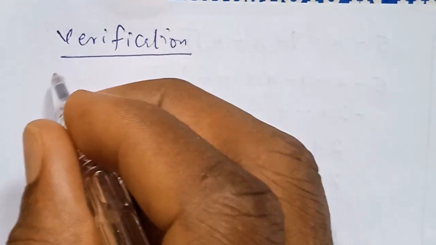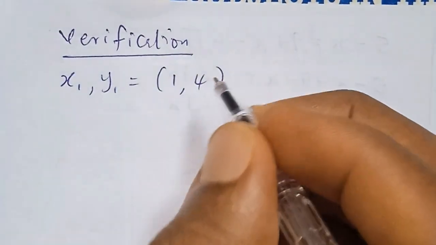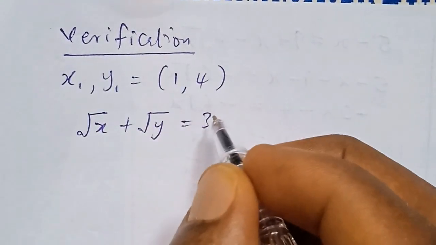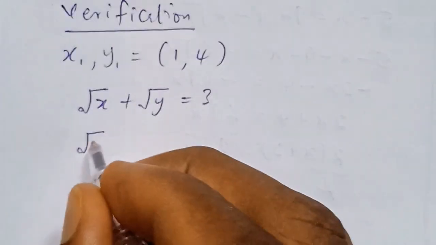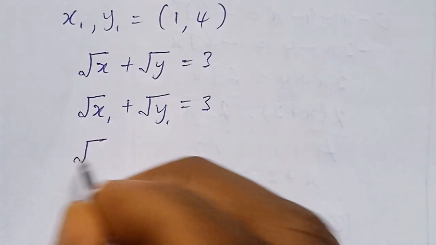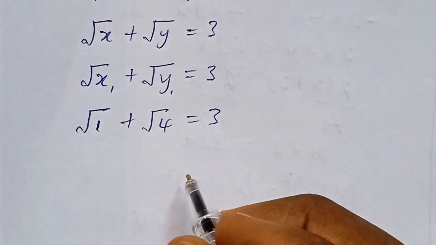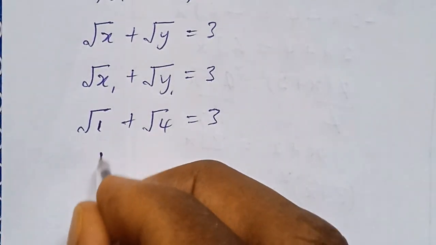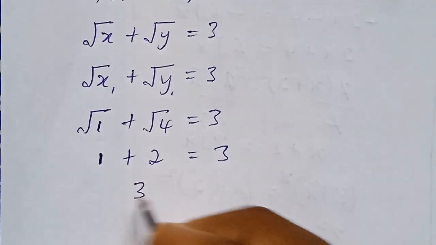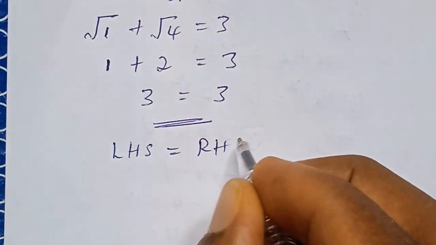For verification, we have x1, y1 equal to 1, 4. From our equation, square root of x plus square root of y equal to 3. If we insert this, we have square root of x1 plus square root of y1 equal to 3. So square root of 1 is 1 plus square root of 4 is 2. Is it equal to 3? So 1 plus 2 equal to 3. So left hand side equal to right hand side.